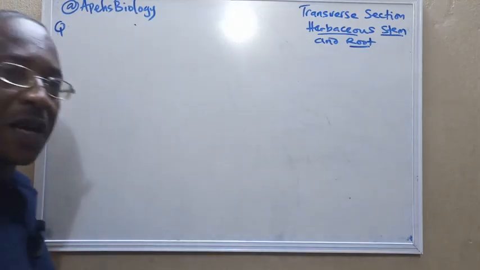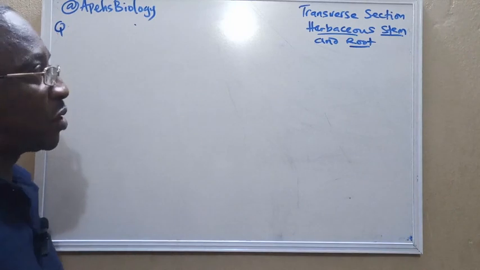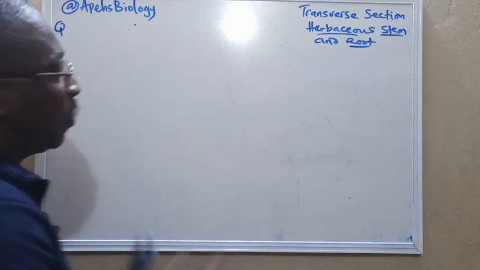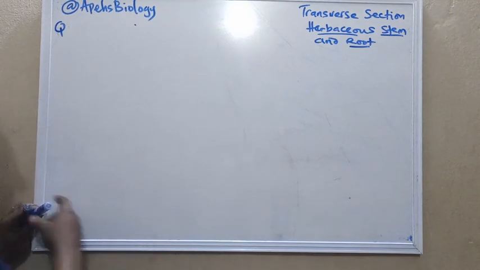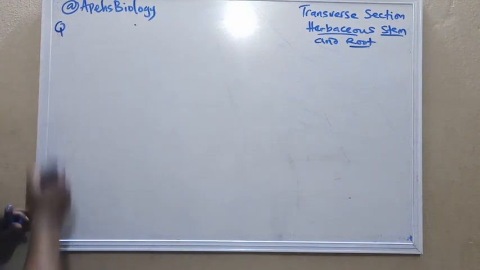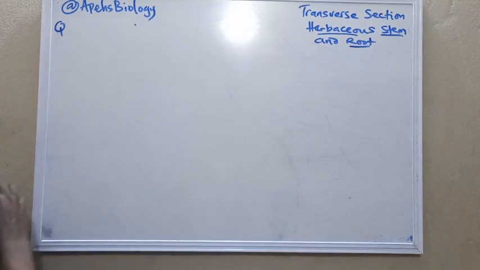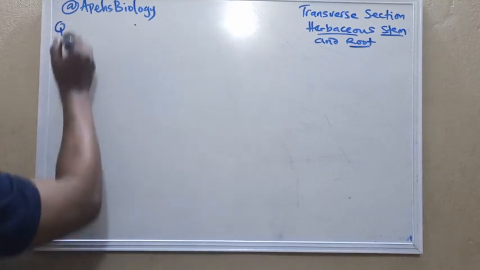Welcome to our series of biology on transverse sections of herbaceous stem and roots. We've seen the diagram of the dicotyledonous root, the transverse section. Let's take the question that will now take care of the dicotyledonous stem. And the question is this.